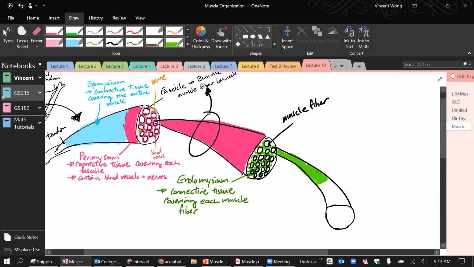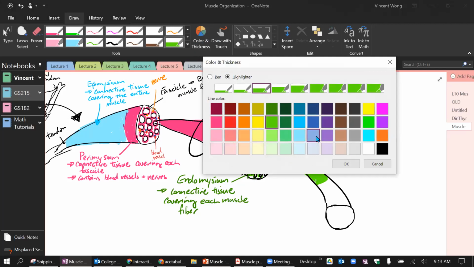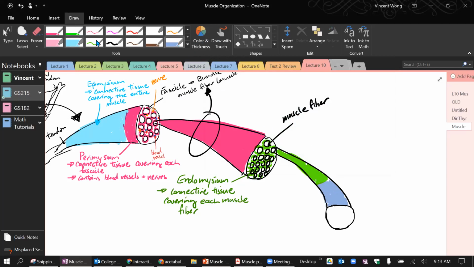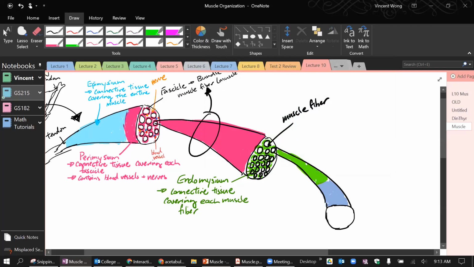Okay. But if I pull away the endomysium, what is beneath it? Well, what's beneath it is actually the cell membrane. And so that's going to be the cell membrane right here. Okay. Remember, the muscle fiber is an individual cell, right? So you would expect it to have the cell membrane. So this here is the cell membrane.